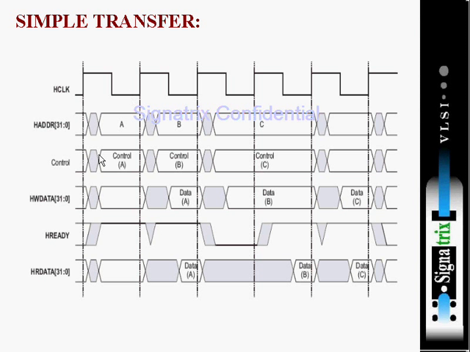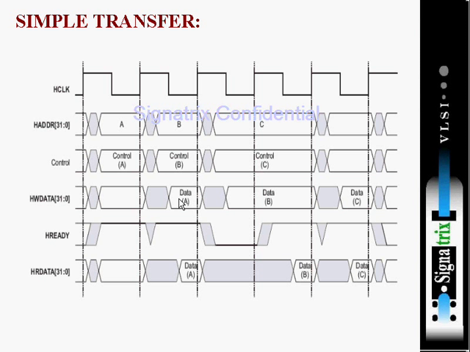First look at here. With reference to this passage of clock, master x is putting its address and control signals. Okay, if it is a write operation, then the data corresponding to this address will come in the second clock cycle.